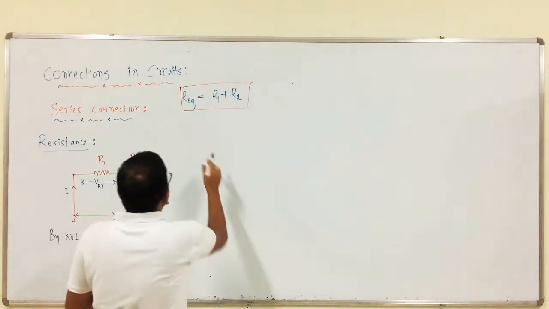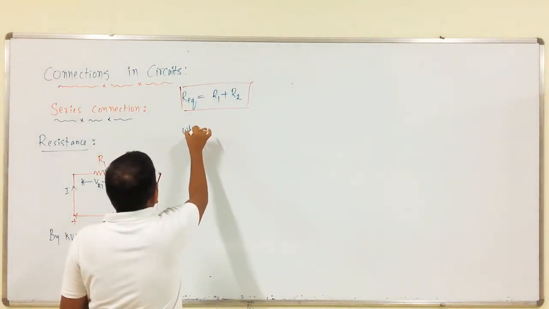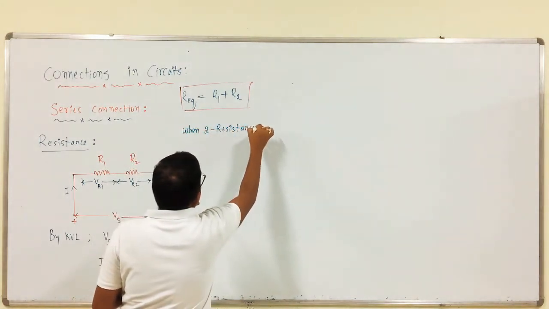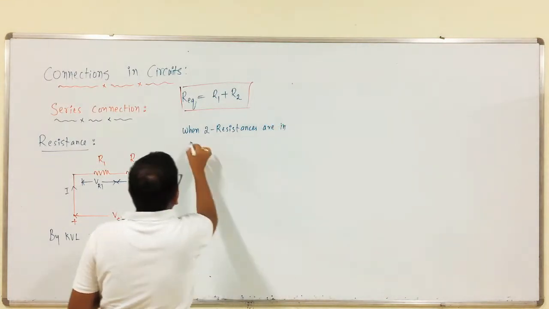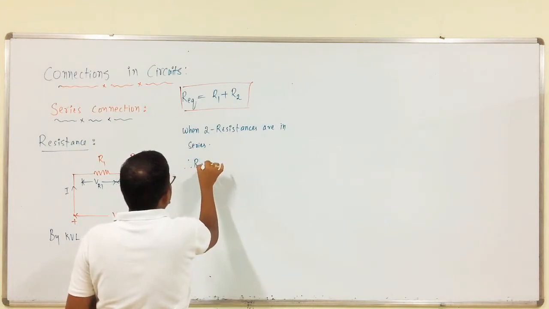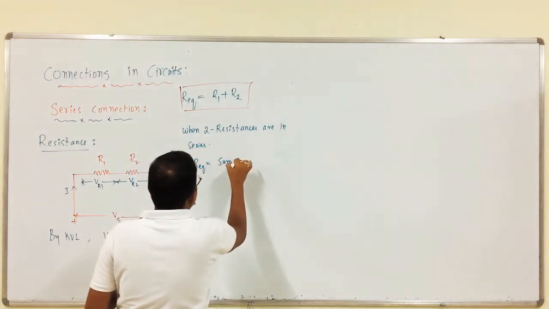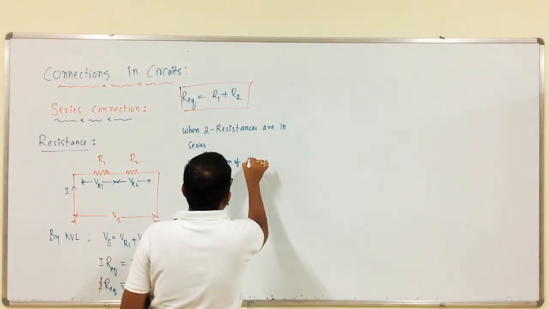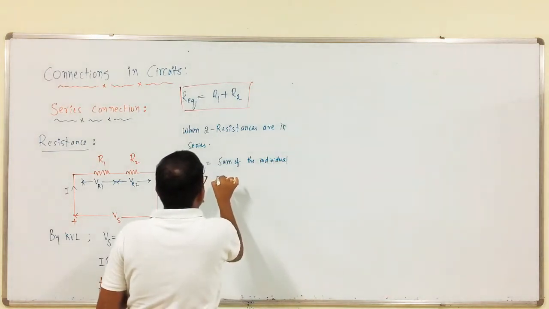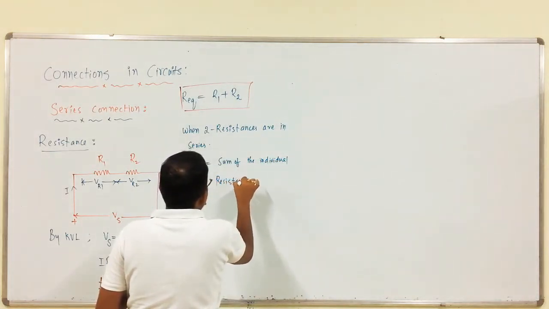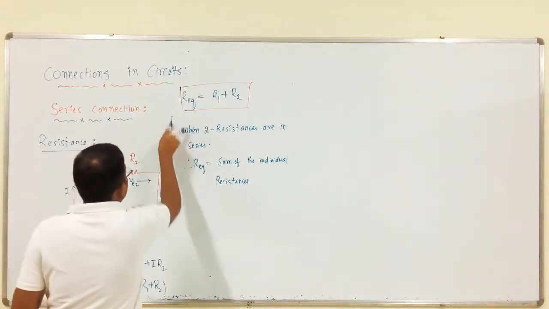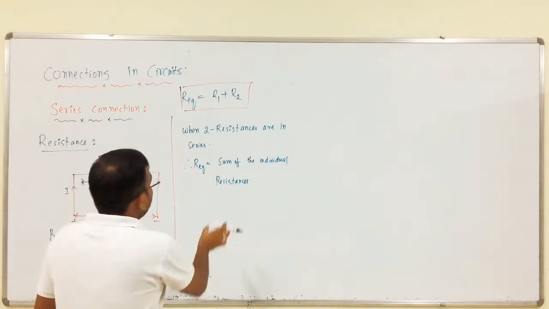Then, when 2 resistances are in series, R equivalent is equal to the sum of the individual resistances. Sum of the individual resistances.